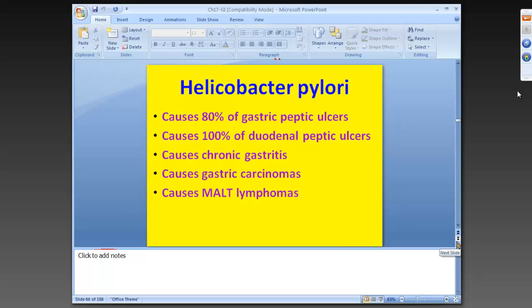Ulcers. If you're going to ask me grossly how they look, sharply punched out. You have to look at these punch outs on the mucosal borders. And they can affect all 4 layers: mucosa, submucosa, muscularis, adventitia, everything.